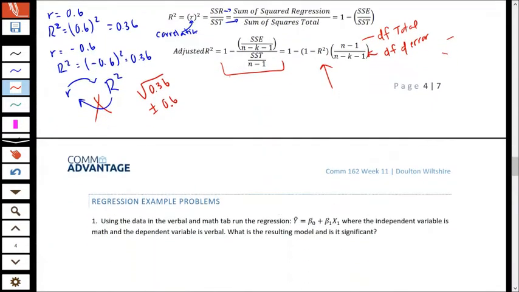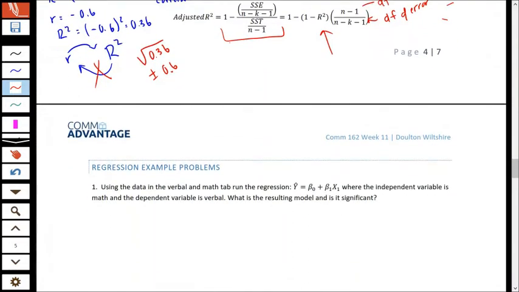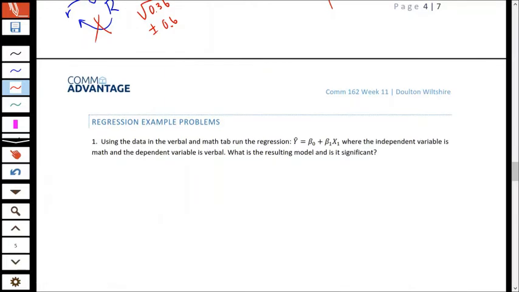So let's actually run some of these regressions and go from there. It says using the data in the verbal and math tab, run the regression of y equals beta naught plus beta 1 x1, where the independent variable is math and the dependent variable is verbal, okay? So it says the dependent variable is verbal, so that means verbal is going to be our y.